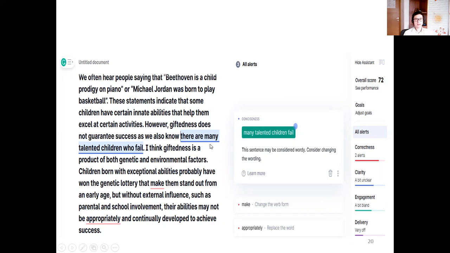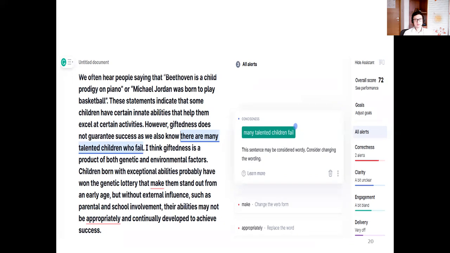There are many talented children who fail. So Grammarly suggests that it can be changed to many talented children fail. So it looks more concise.